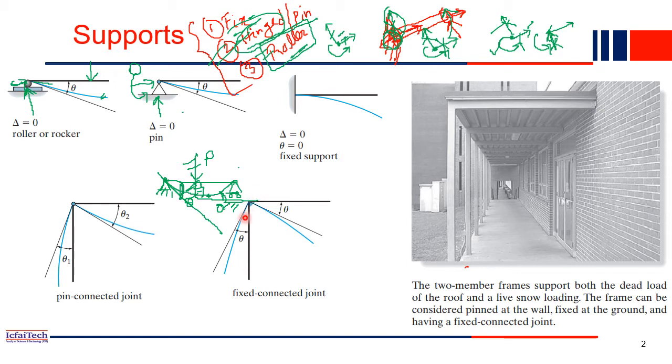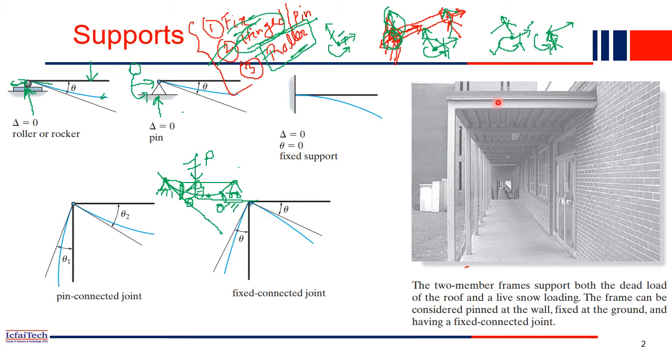In this fixed joint, the deflection won't start from here; only after a little bit of deflection will it start. So this is a fixed connection, and this is an example. If you see, this is a veranda. The two member frames support both the dead load of the roof and the live load, that is the live snow loading. So this is a girder, or a beam, which has this end embedded into the wall, whereas this end is simply supported on this column, right?